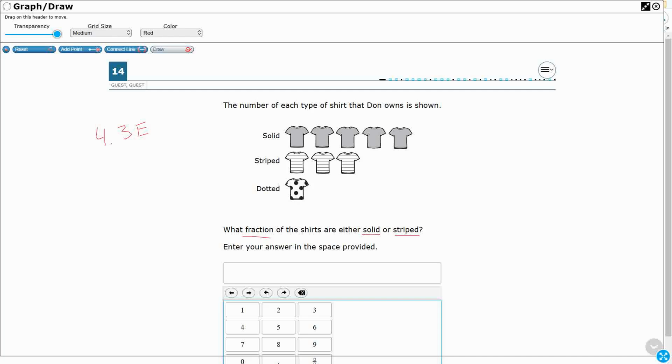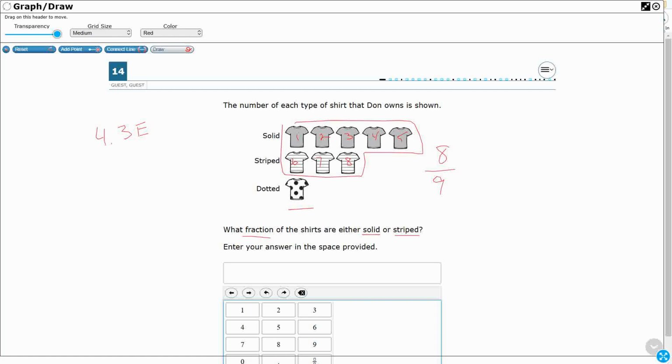Okay, so we've got two choices here. Really, if we wanted to, we don't even need to add fractions, right? We've got solid and striped together. So I've got 1, 2, 3, 4, 5, 6, 7, 8 out of how many, right? 8 solid or striped. I've just got one dotted that I didn't include, so it's 8/9.